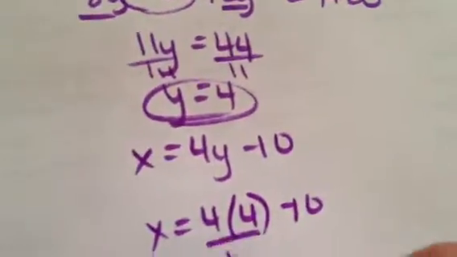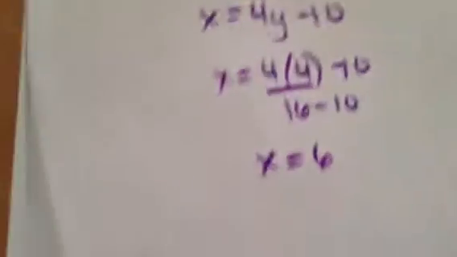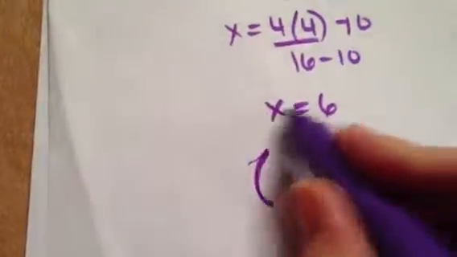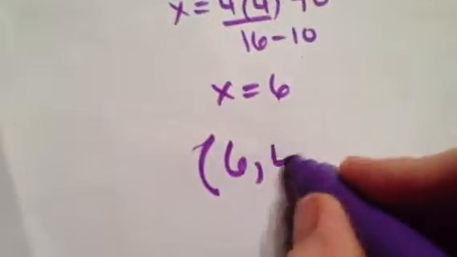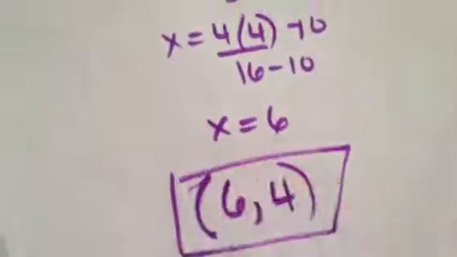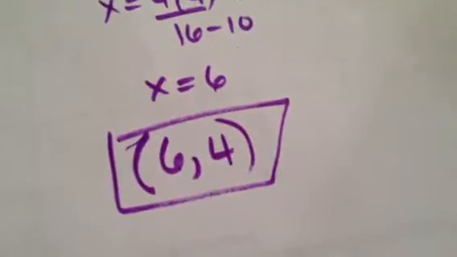So what does that give me? 16 minus 10, so x is going to be 6. So when you write this as an ordered pair, make sure you put the x value first, and then the y. So your point is 6, 4. Okay, so hopefully that helps explain the substitution method.